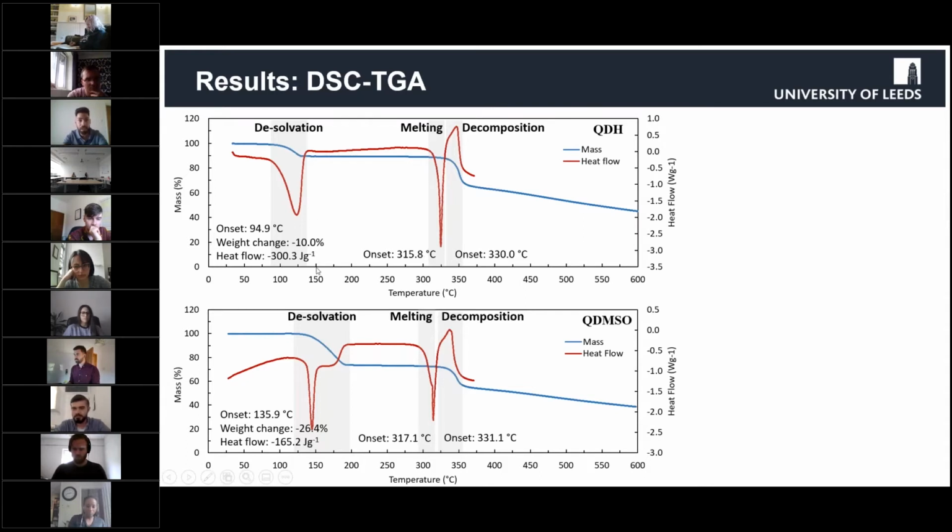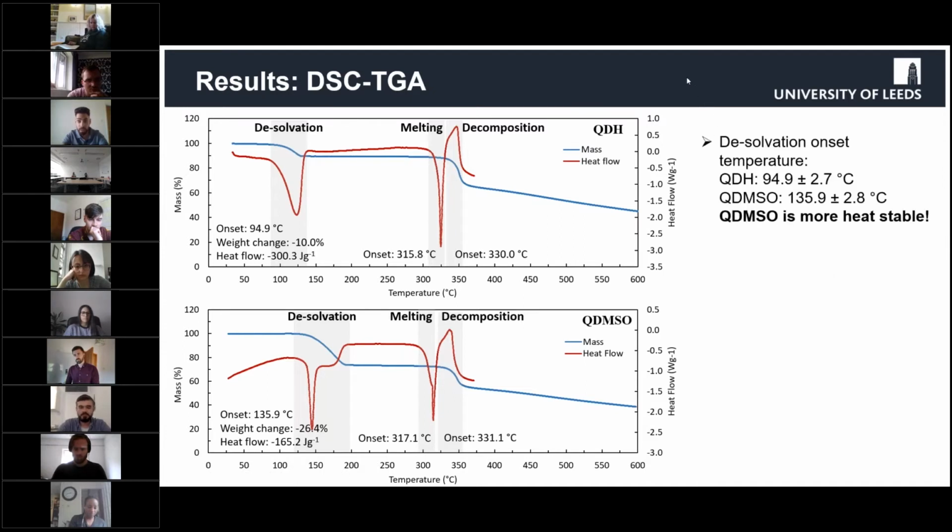So here you can see the DSC and TGA results for the dihydrate and QDMSO, and the first event that we can see here is the desolvation of the two forms. For the dihydrate, this happens at 95 degrees, whereas for the QDMSO, it takes place at a much higher temperature of 136 degrees. And this indicates that QDMSO is more thermally stable compared to the dihydrate.